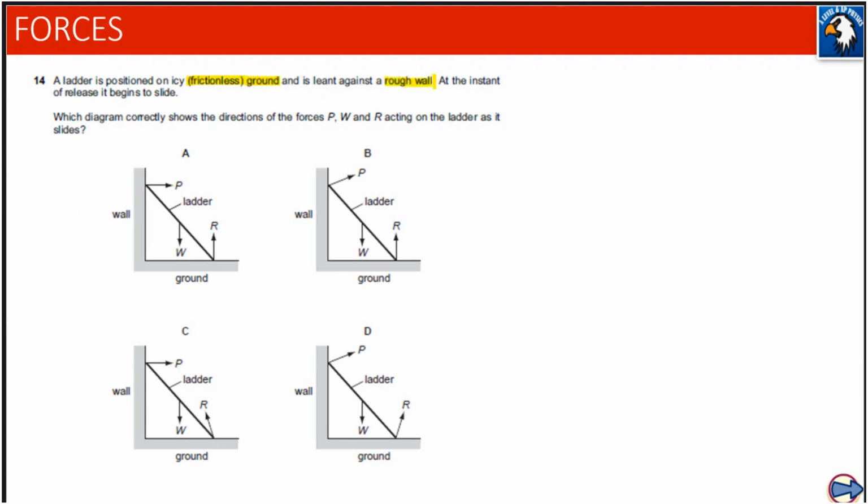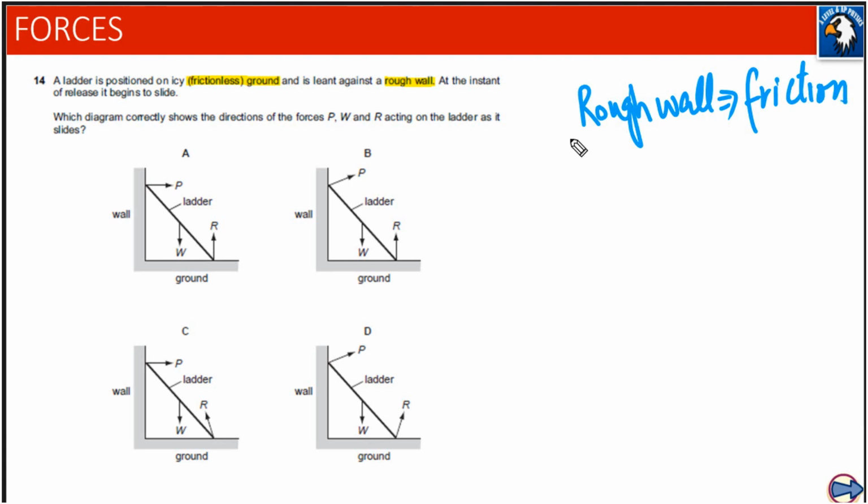So we need to understand the meaning of frictionless. Frictionless ground simply means that there is no friction, and a rough wall simply means that there is friction. So the rough wall is simply telling us there is friction. These two things we have to be very clear about.